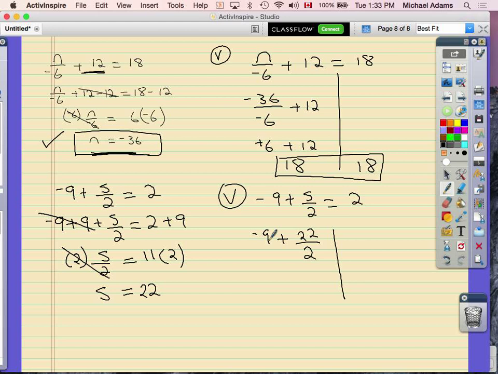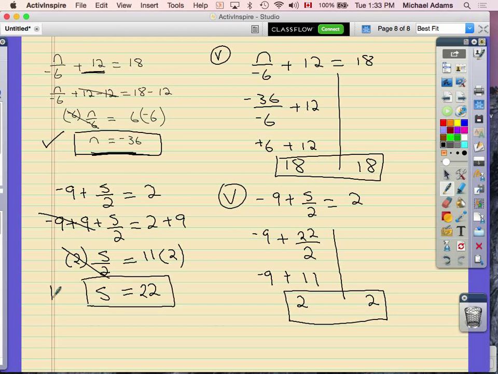So let's do this step by step. 22 divided by 2, well, that's 11. And then to 11, I'm going to add a negative 9. So negative 9 plus 11, if we remember how to add integers, well, this ends up with a positive 2. And on the other side, I have a positive 2. And would you look at that? These answers, the left side and the right side, are the same, so that means my answer of s equals 22 is the correct answer.